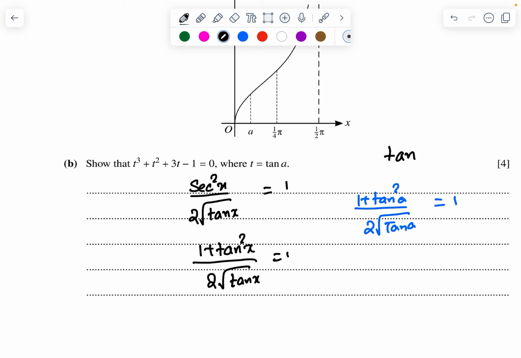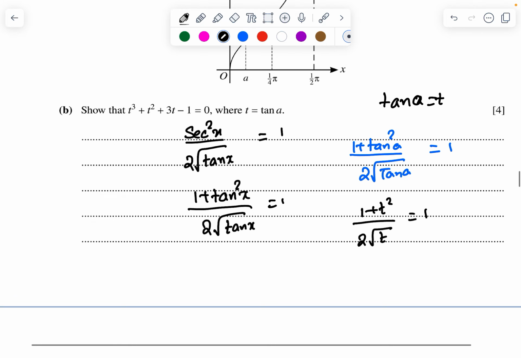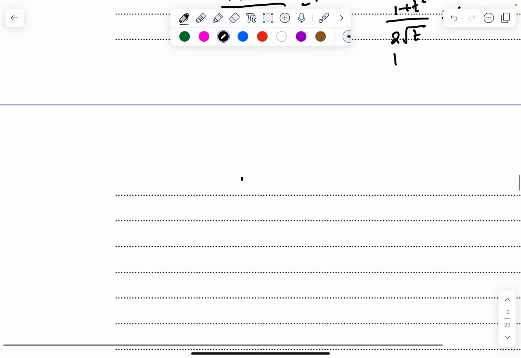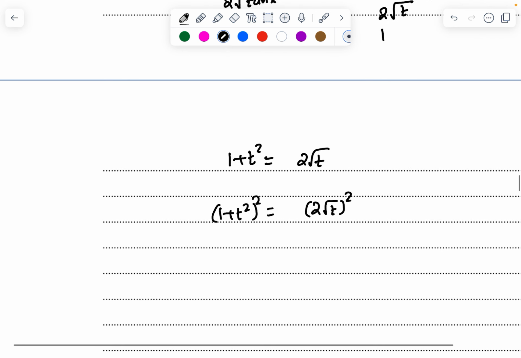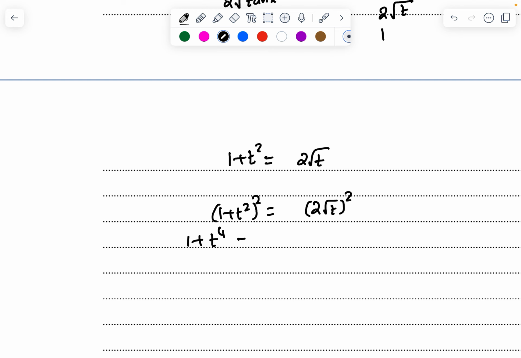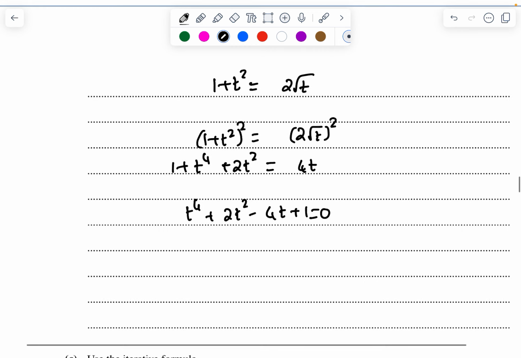Then what am I going to do? Tan a equals t. So it becomes 1 plus t square divided by 2 square root of t equals 1. So 1 plus t square equals 2 square root t. Then 1 plus t square whole square equals 2 root t whole square. Then it becomes 1 plus t power 4 plus 2t square equals 4t. So it becomes t power 4 plus 2t square minus 4t plus 1 equals 0.